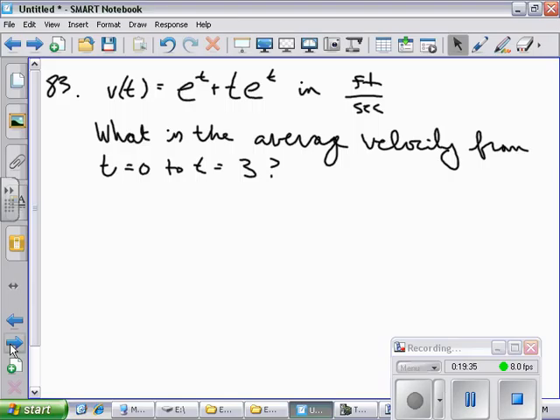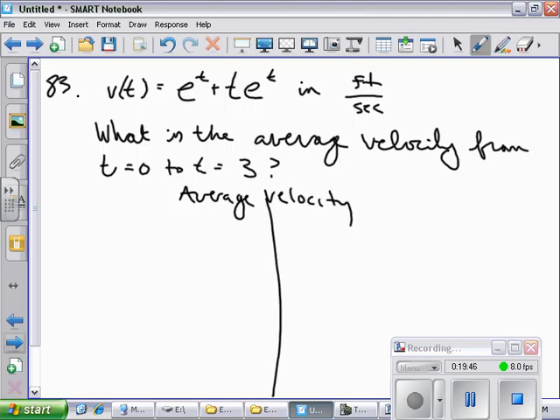Okay, the average velocity is a tricky one, guys, because there's two ways to get it. For average velocity, if you're given the velocity, you want the average. I don't care what the function is. You've got the function. You want its average. Which formula do you use? The average value of a function. So one way to get the average value is to take the definite integral of the velocity from your a to b over b minus a. So this is what you need to do here because you're given the velocity.